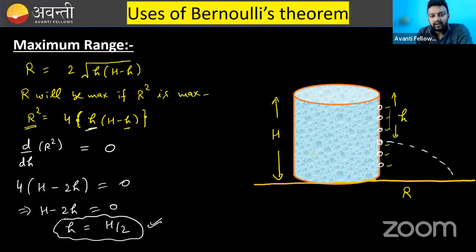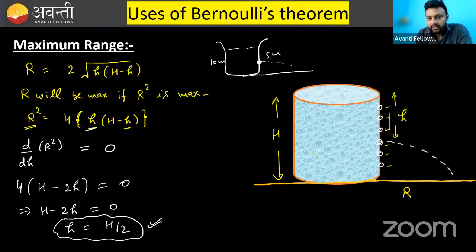For example, if a container is filled up to a height of 10 meters, where should I make a hole so that the liquid falls at the maximum distance? You will say at half the distance, which means at 5 meters depth.